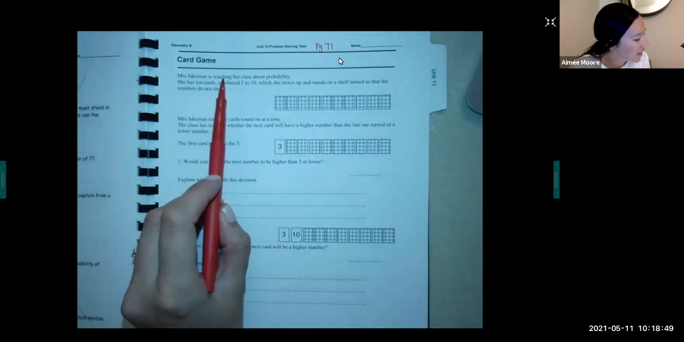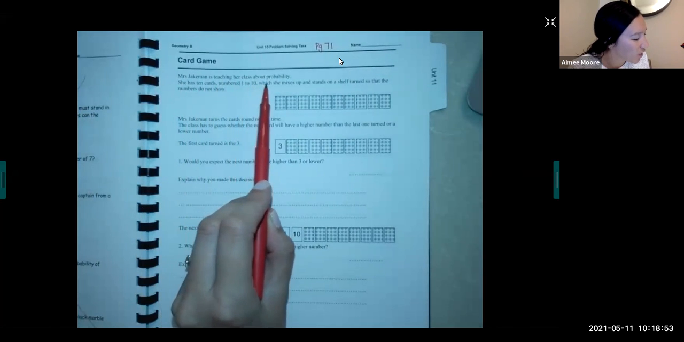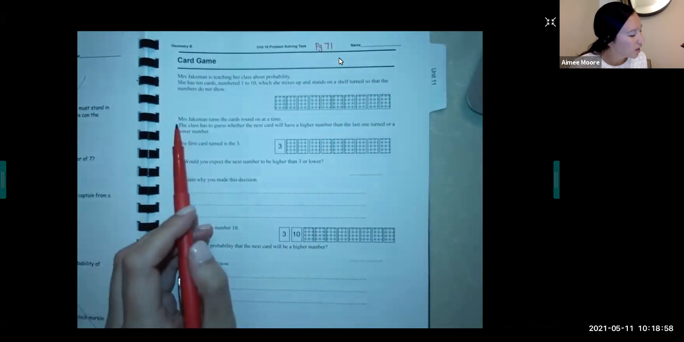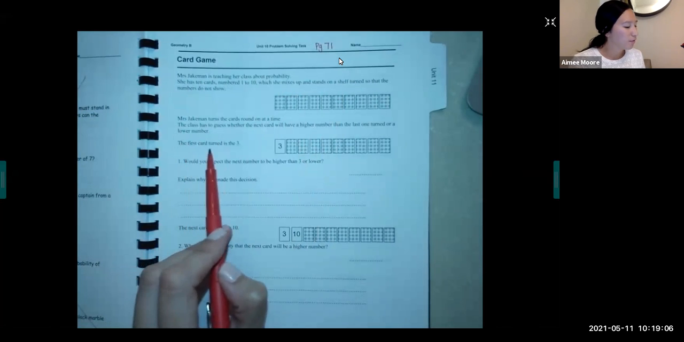So Mrs. Jakeman is teaching her class about probability. She has 10 cards numbered 1 through 10, which she mixes up and stands on a shelf turned so that the numbers do not show. She turns the cards around one at a time. The class has to guess whether the next card will have a higher number than the last one turned or a lower number. The first card turned is the 3.